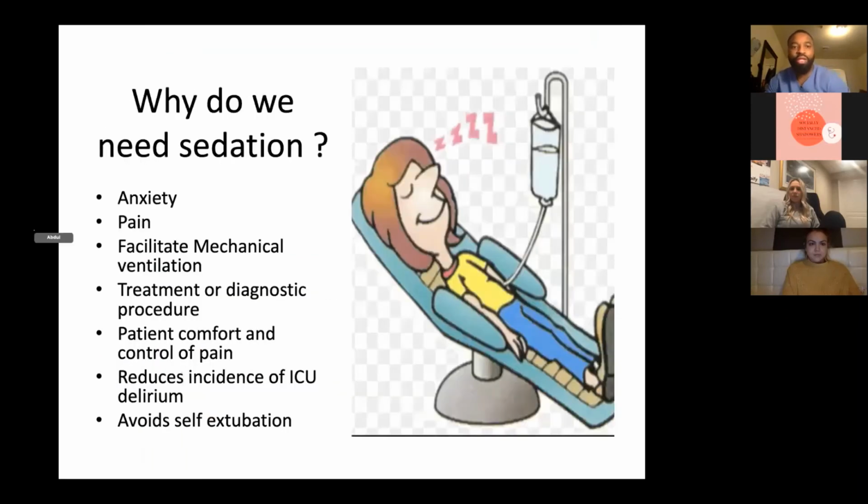So why do we need sedation? We need the sedation for anxiety, pain. We need to facilitate mechanical ventilation. We give the sedation for treatment or diagnostic procedures. Also for patients' comfort and control of pain. It reduces incidence of ICU delirium and avoids self-extubation.